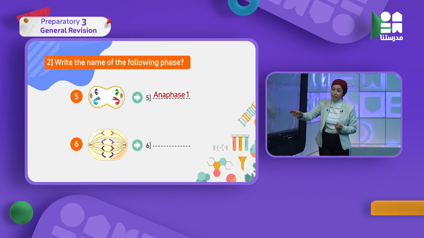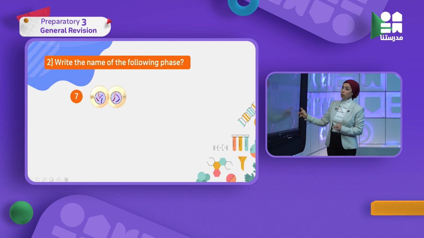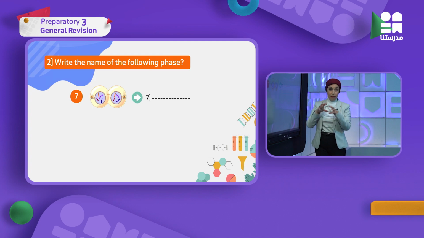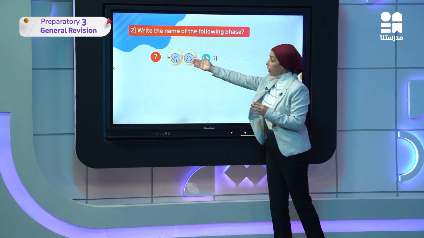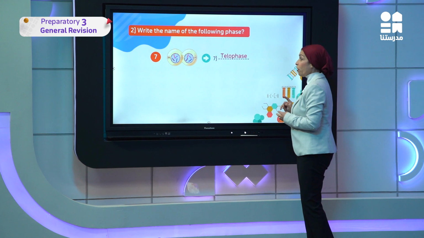Here I have the same phase, but here you can see only the chromatids being pulled by the spindle fiber. So it's anaphase only, because it is mitotic division. Next one. Here, of course, you know that the cell has started to divide into two cells, each one containing the same number of chromosomes. So here it's the telophase.